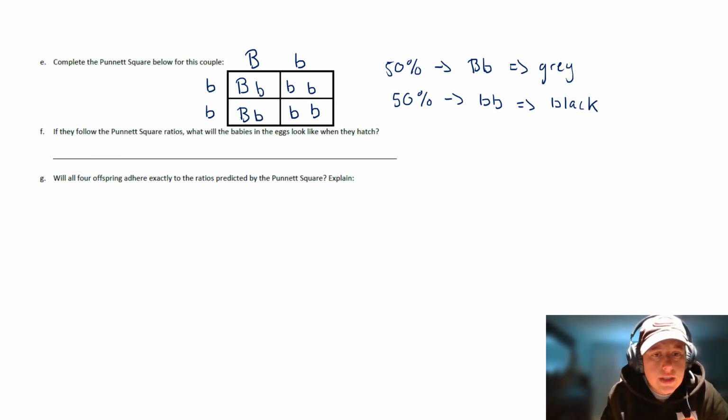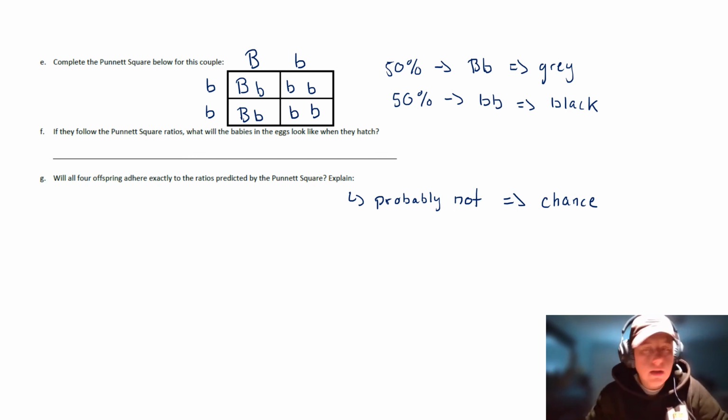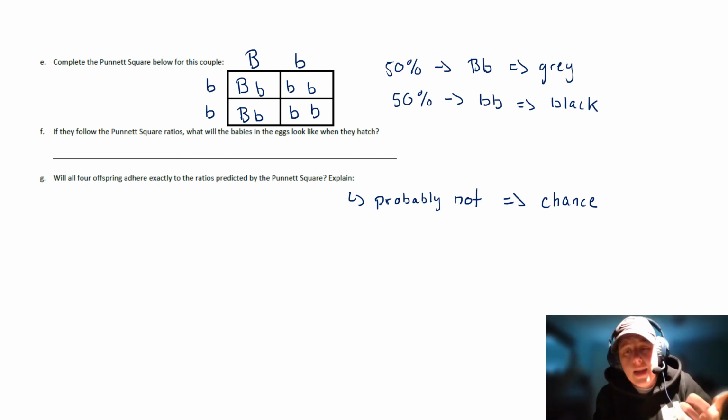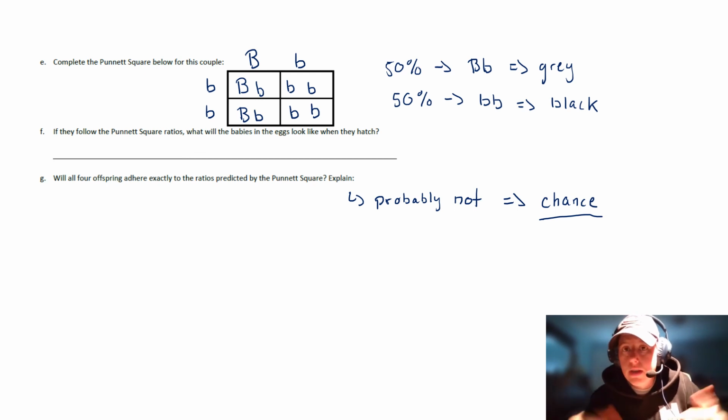Now, the last question, will it exactly show to these ratios? The answer is probably not. And the reason why is that there's always an element of chance. So to prove this, what I want you to do is I want you to take a coin, a coin where you have heads and tails, and I want you to flip it 10 times. Probability will state that you should get 5 heads and 5 tails. You probably won't. And the reason why is that there always is an element of chance. That just because this is probably going to happen doesn't mean it necessarily will happen.